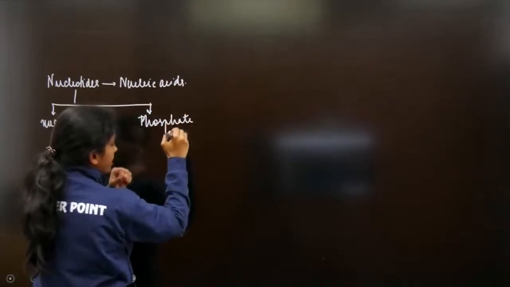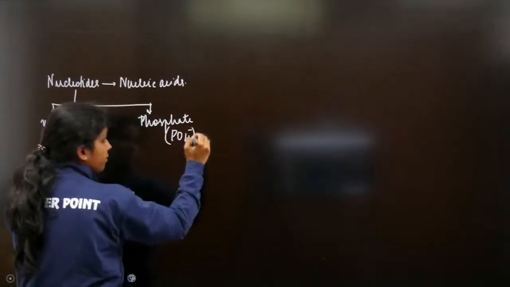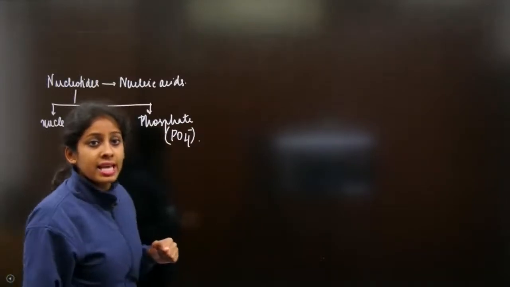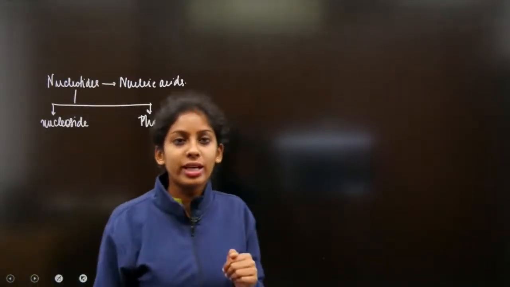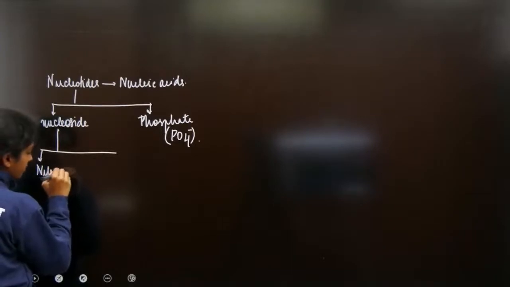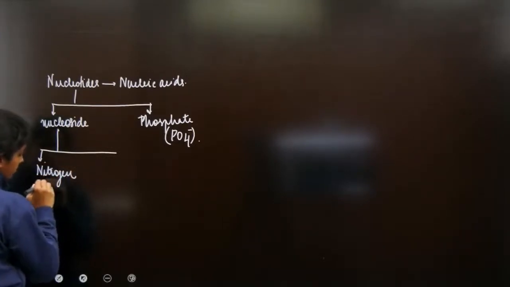This nucleotide has two components. One component is your nucleoside. The other component is the phosphate, that is the PO4 minus. Fine? Yes, what is your doubt, W? Yes, please ask. So nucleoside again is made up of two components. One is your nitrogen base and the other one is your sugar.